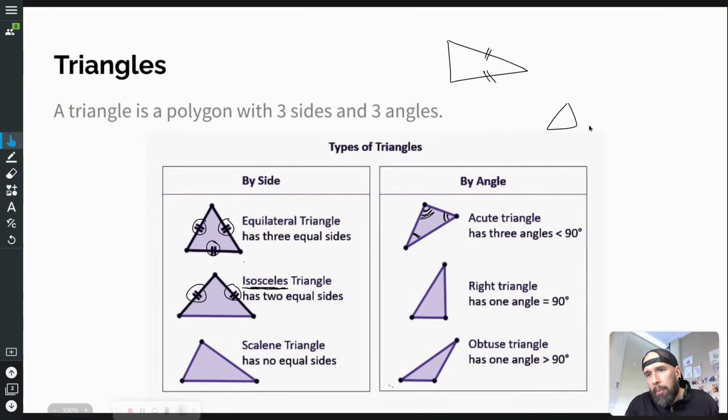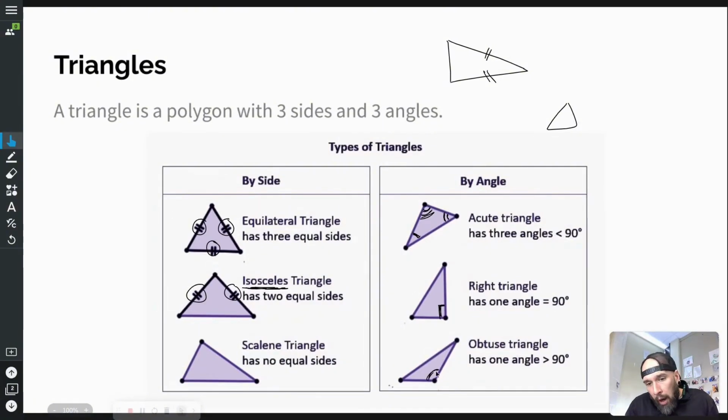So I could draw that. That's acute. Okay, you're less than 90. You're less than a corner. Okay, but if one of them does have a corner, and we'll usually denote that by that little box right there, that is a right triangle. So a right triangle has one 90-degree angle.